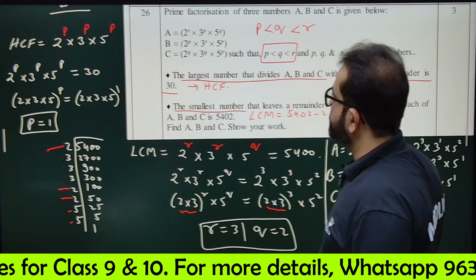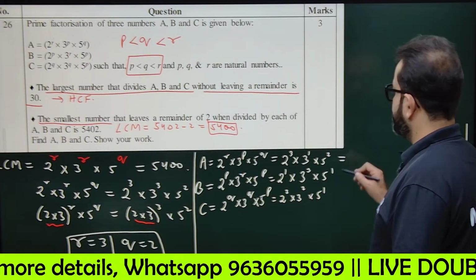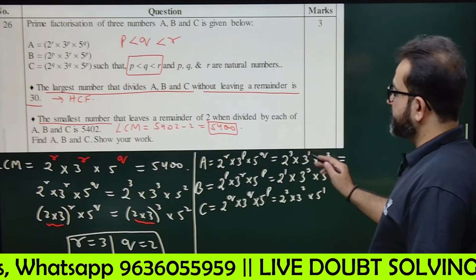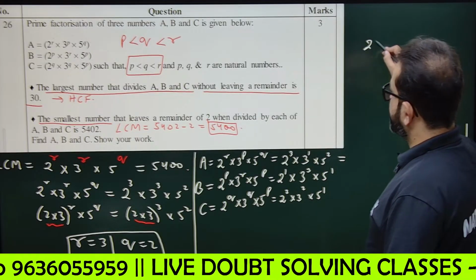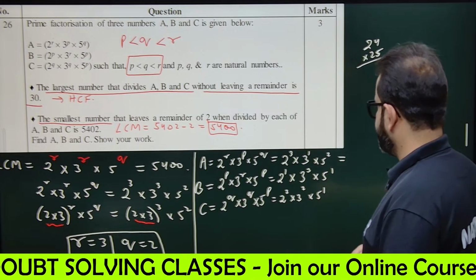So the final answer will be, I'll write it here: 2 cube is 8, 8 threes are 24, 24 into 25. Multiply and get the answer. Tell me in the comments.